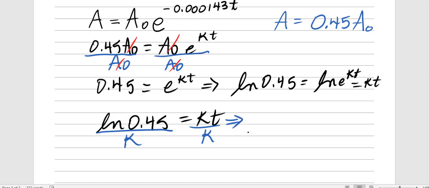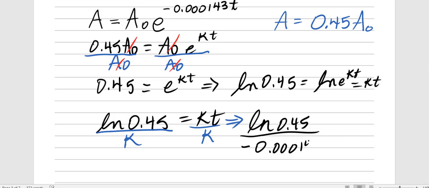So now I'll put the K value in. Natural log of 0.45 is negative 0.000143. And I'll use my calculating device to find out that value. And I get that that is about 5,583. So notice that's my approximation of T.